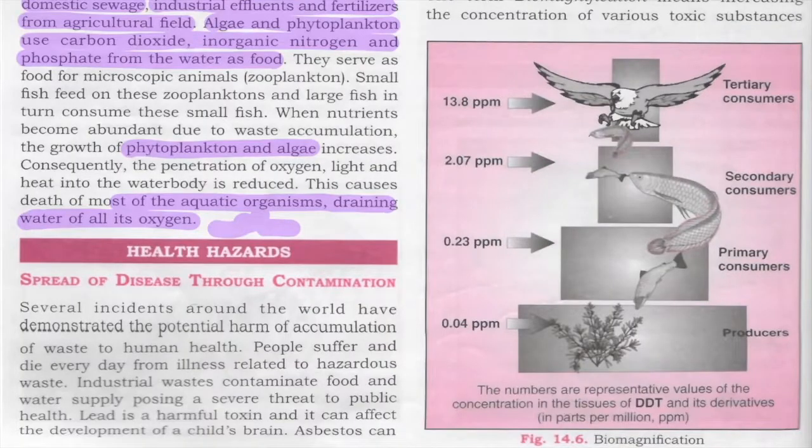Let's discuss how the accumulated waste affects the health of humans. It affects health through the spread of disease through contamination. People suffer and die every day due to illness related to hazardous waste. Industrial waste contaminates food and water supply, which poses a serious threat to human beings. Lead is a harmful toxin and it affects the development of a child's brain.